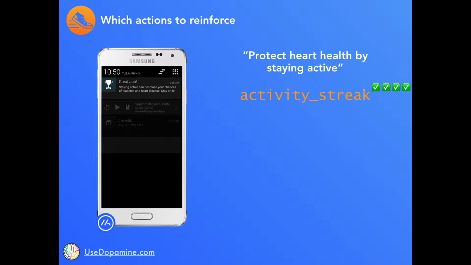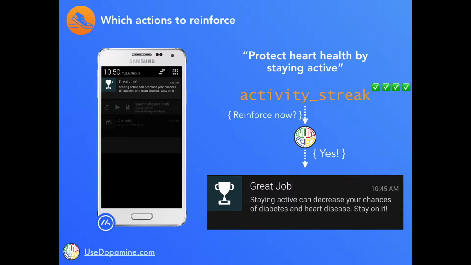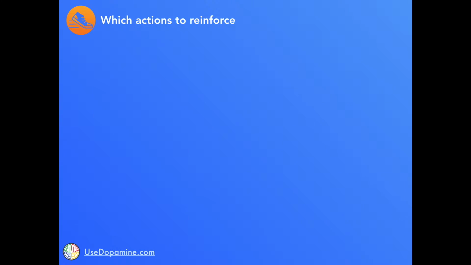They reinforced that action with a delightful sound and some positive praising text and connected it to the Dopamine API. So whenever a user finished a short walk, the API would tell their phone whether or not to ding and congratulate them. After just 90 days, reinforced users walked 60% more than did control users, a huge boost.